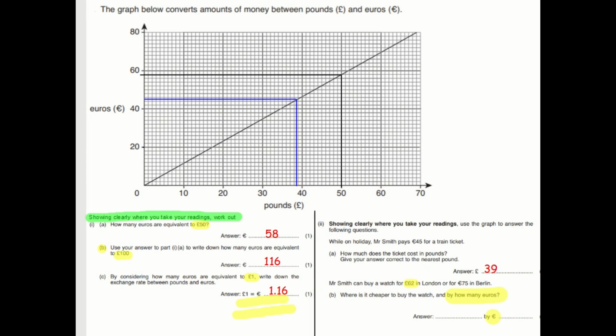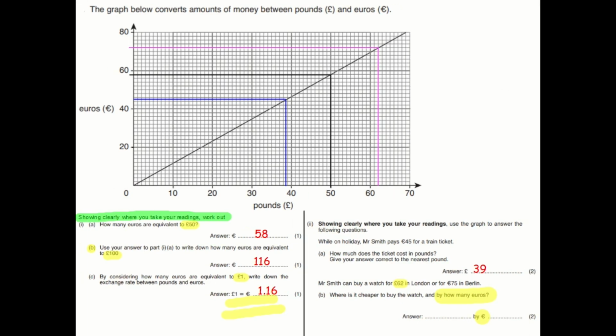So I'm going to do £62. So find 62 on your scale, go up and read across. And that reads as how many euros? Well, 60, that's 70, 72 euros. So I'm just going to make a little note to myself that £62 is equivalent to 72 euros.